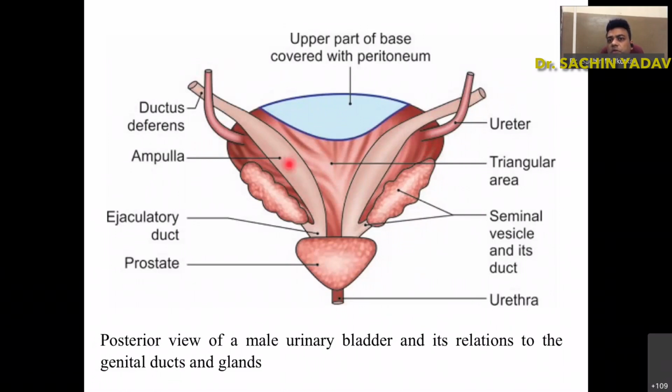The lower part is swollen as the ampulla, and it is entering into the urethra by piercing the prostate gland, and it is getting the ejaculatory duct from the seminal vesicles. The seminal vesicle is also related to the posterior surface of the bladder. Okay, so this is the relation of the posterior surface.